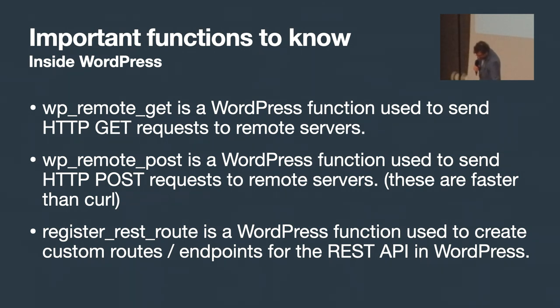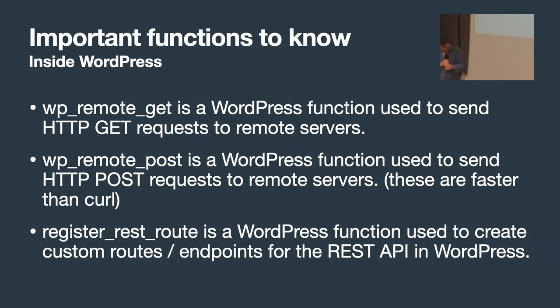And then the third point is the register REST route. I was really wondering, WordPress is using route and endpoint as the same word. So it's a function to create custom route endpoints for the REST API in WordPress. So with the register REST route, you can create whatever you want from the WordPress WP JSON to be consumed by different people.